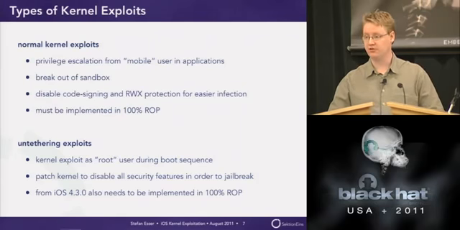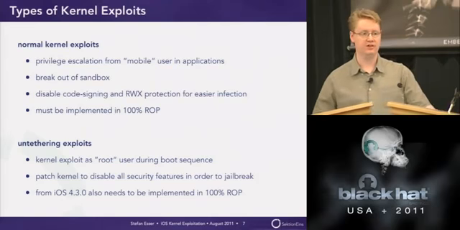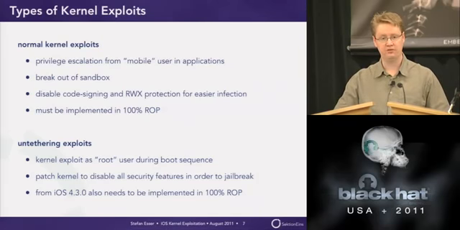Untethering exploits, on the other hand, are already running as root. And they only patch the kernel to disable the security features. So you, again, need to have memory corruption or code execution in the kernel. In the early days, you could just use a short ROP payload and use a sysctl command to disable some of the kernel features, the protections. And then you can just upload a binary and execute that. Since iOS 4.3.0, that's not possible anymore. The untethering exploits must be done 100% in ROP.